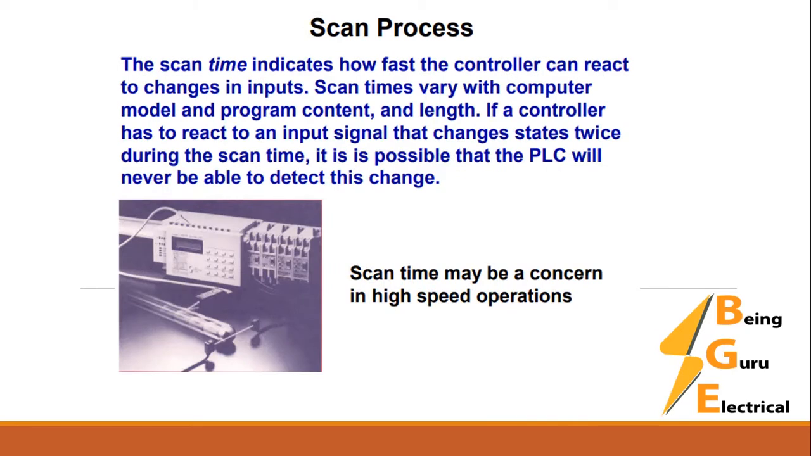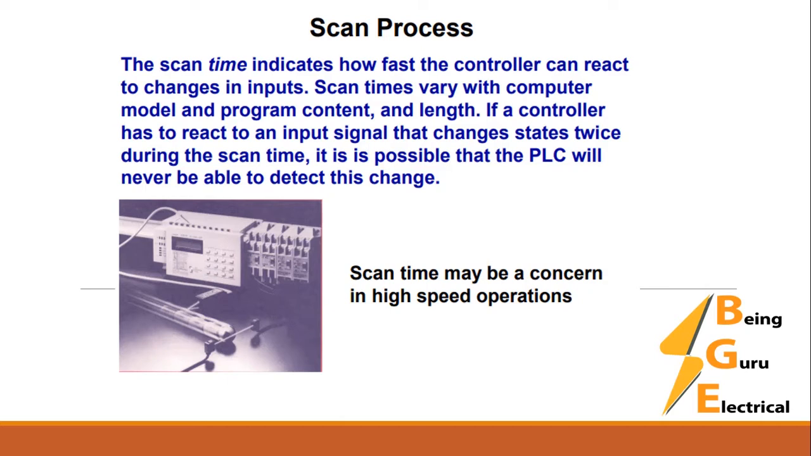Now we have scan process. What is the scan process? The scan time indicates how fast the controller can react to changes in the input. Scan time is a very important factor while selecting the PLC because different PLCs have different scan times. So if you are looking for a high speed operation plant or any machinery, you need a high speed or low scan time PLC. Scan time varies with computer model, program content, and length of the ladder logic.